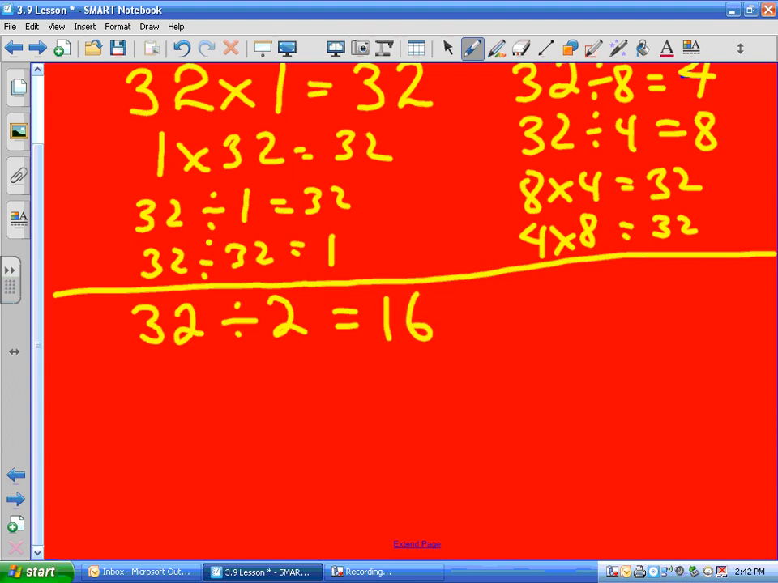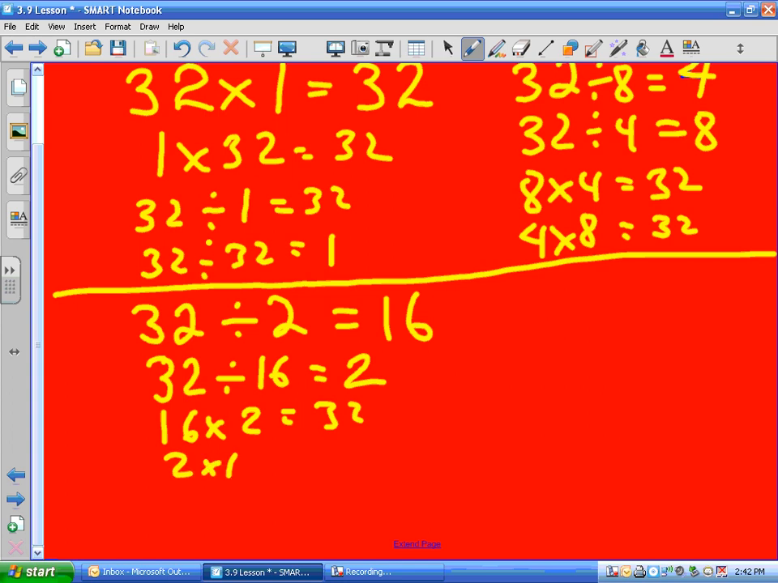16. But now that I've given you the first one, you should be able to find the next 3 very quickly, can't you? Colby, what's another one? 32 divided by 2 equals 16. So what do you start with? 32 divided by 16 equals 2. What's another one? Chase? 16 times 2 equals 32. There we go. And of course, the last one's pretty easy.